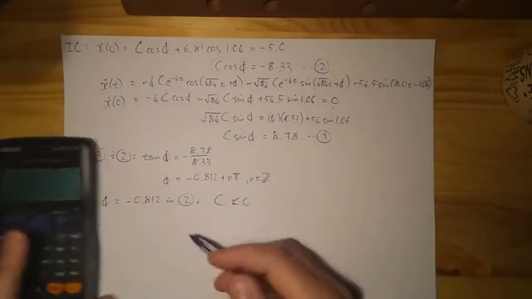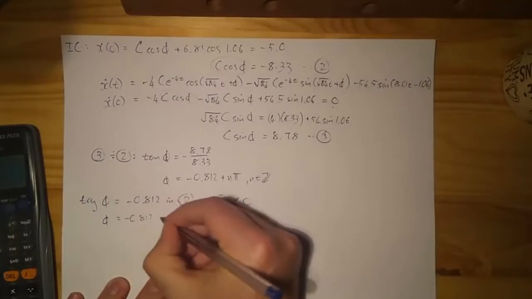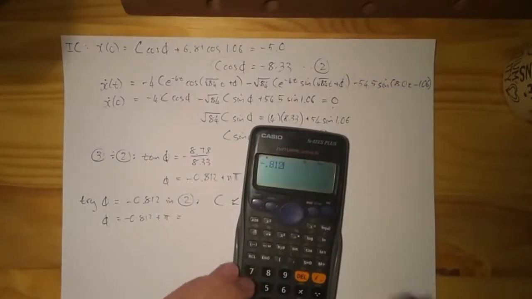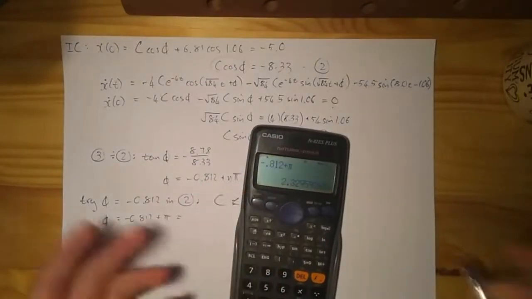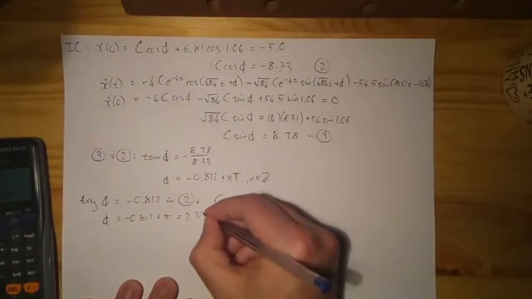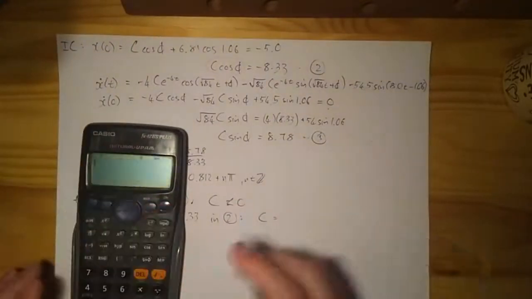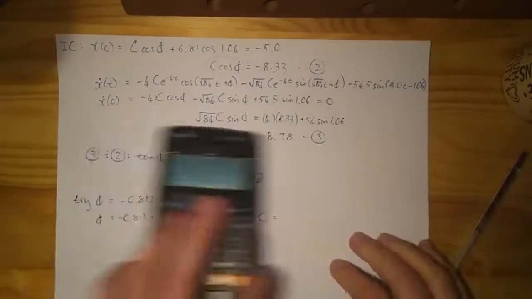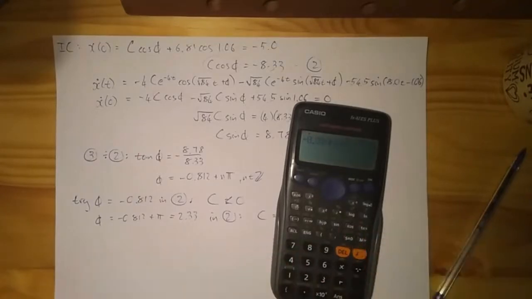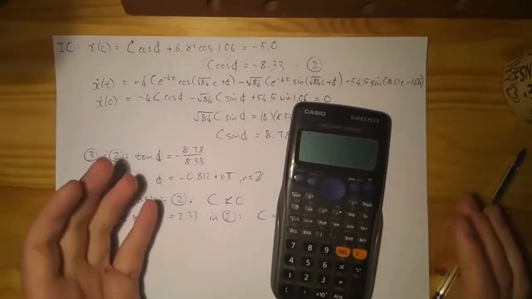Okay, well, anyway, if I try the next one, phi equal to minus 0.812 plus pi, let's just write down what that is. It's 2.33. If I try that in 2, then I'm going to get c equal to, and now this one I shouldn't have deleted, because it would have worked out to the same thing. What I did was minus 8.33 divided by cosine of minus 0.812. That's what I calculated.